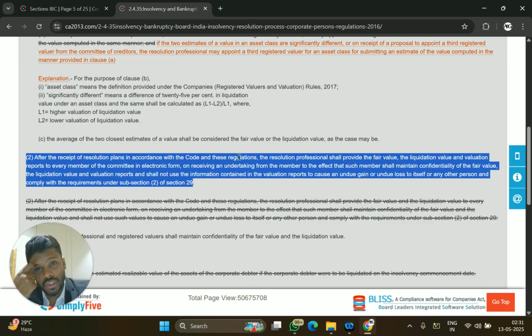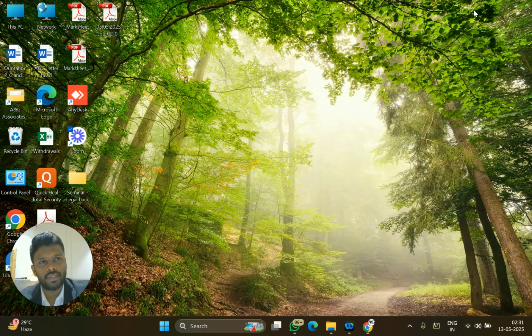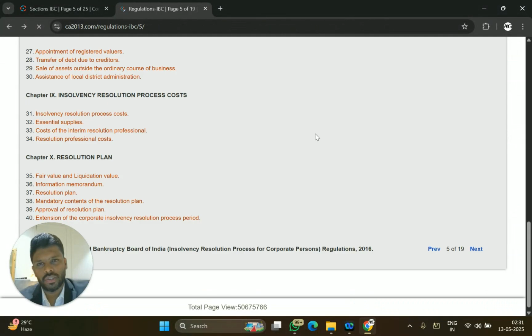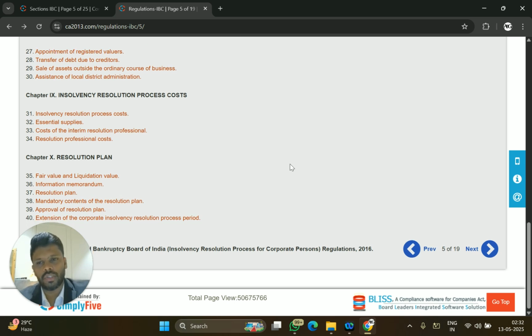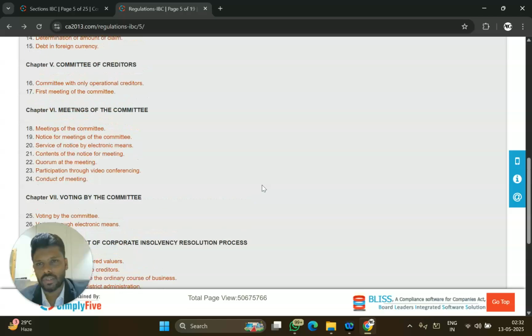So once the valuation is done, the committee of creditors and the RP get to understand the fair value of the company and the liquidation value of the company. So when the resolution plans are received, the COC, while approving or rejecting the resolution plan, can obviously compare the values of the plan and the valuation reports, and they can be in a better position to decide whether to approve the plan or whether it's better to put the company into liquidation. So these valuations are very important for the committee of creditors to exercise their commercial wisdom and take their decisions.